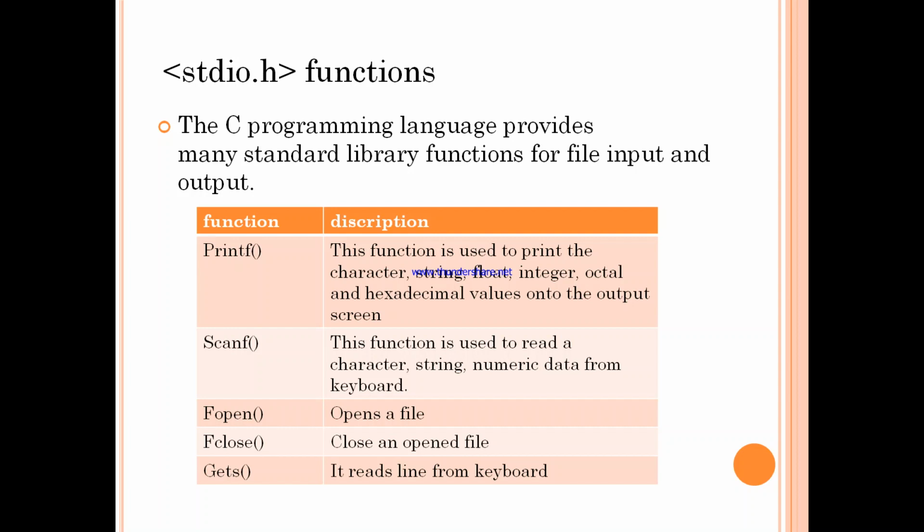The printf function is used to print character strings, float, integer, octal and hexadecimal values to the output stream. The scanf function is used to read character data from the keyboard. fopen is used to open any file. fclose is used to close an opened file. gets reads a line from the keyboard.